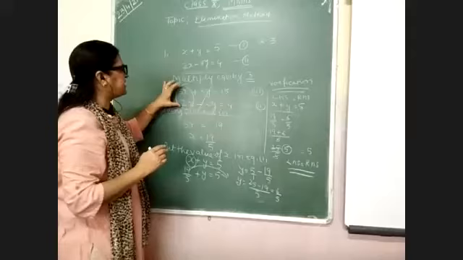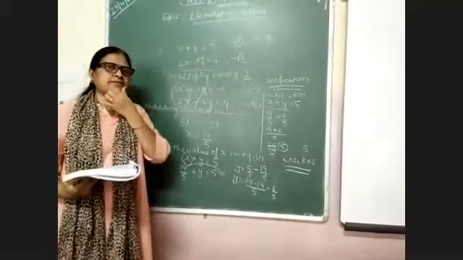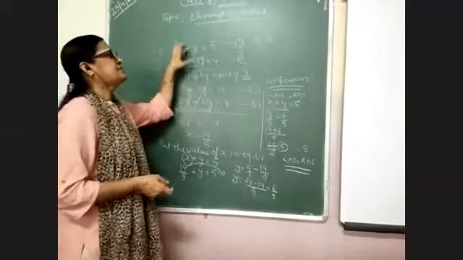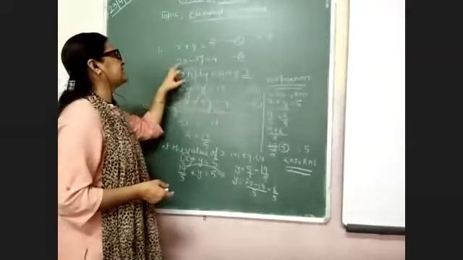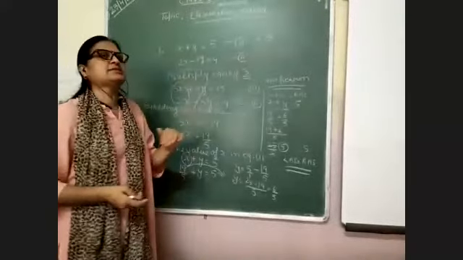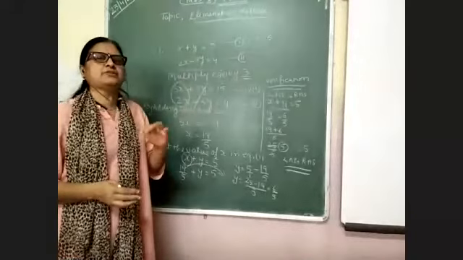Students, I will again explain this question, how you will use the elimination method. The first equation is given: x plus y equal to 5, and the second equation is given: 2x minus 3y equal to 4. To eliminate the variable y, I have to make the coefficients equal by multiplying equation 1 by 3.